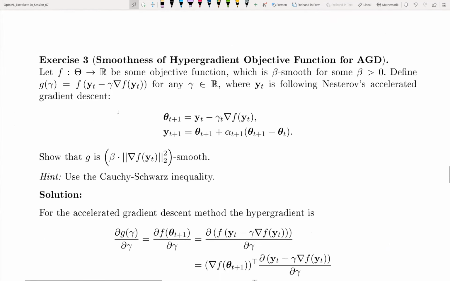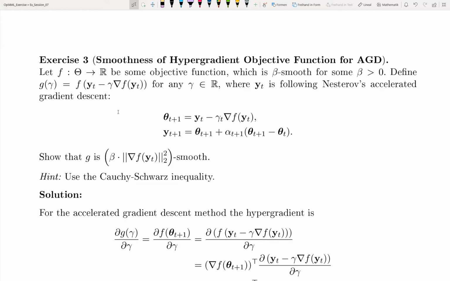All right, then, also keeping an eye on the time, we continue with exercise number 3, where we want to show one statement I gave in the lecture regarding the smoothness of the objective function which we have in hypergradient. So you remember what hypergradient is? The idea is simply to look at the choice of the step size in each iteration as yet again an optimization problem, which you can in turn solve with an optimization method.